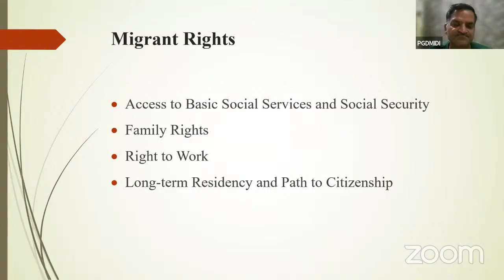Then migrants' rights. It includes access to basic social services and social security, family rights, right to work, long-term residency and path to citizenship. So why do people go to some countries that welcome migrants, like Australia and Canada? People go against some of the odds, and may not get work immediately. They may get work which is not at their level, but they go because there is a future in that country. So migrants prefer these countries. They will have their right to work, they will have their family rights and all this. So these are very important. Access to basic services and social security.